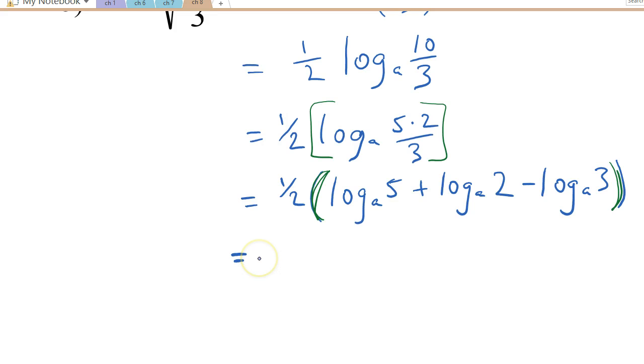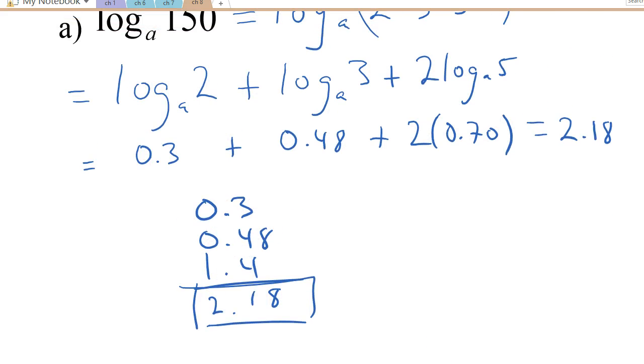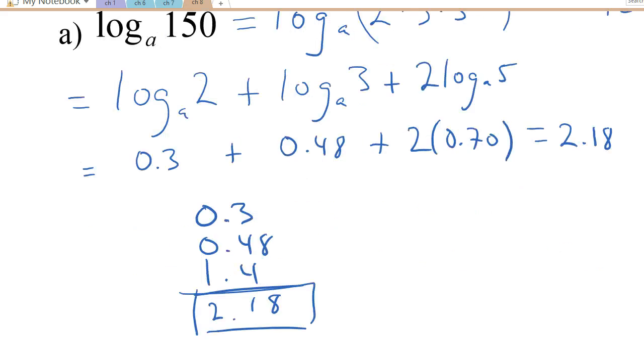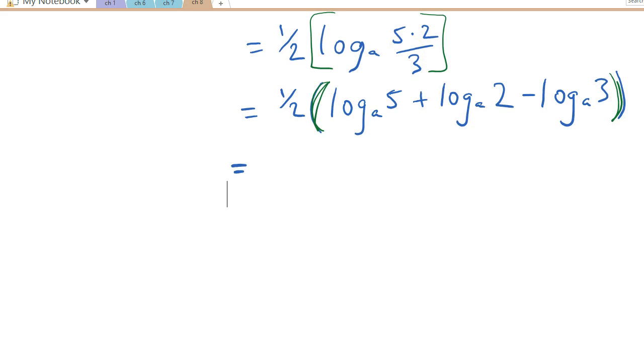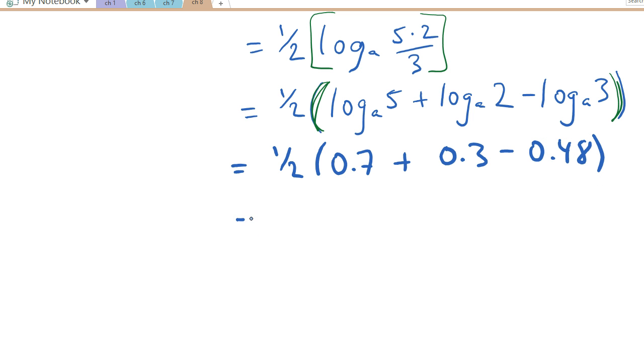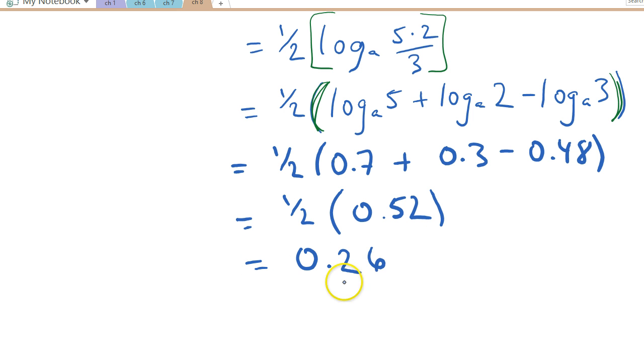Log base a of, what were my numbers here? 0.7, 0.3, minus 0.48, which is equal to 1/2 of 0.52. Well, if I got that wrong, you guys let me know. So it's equal to 0.26.